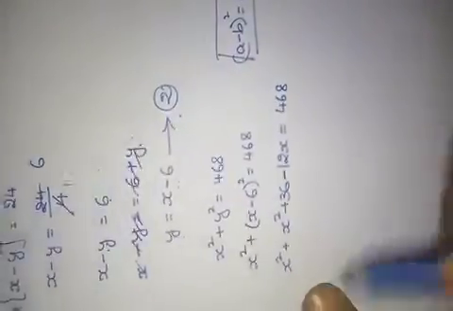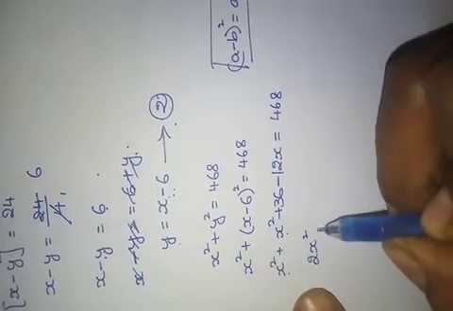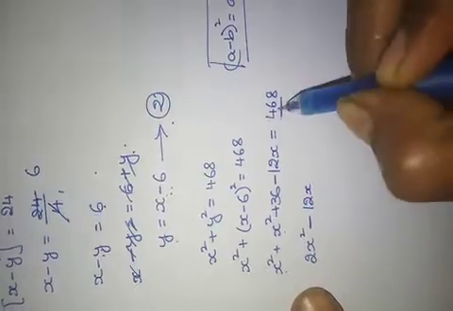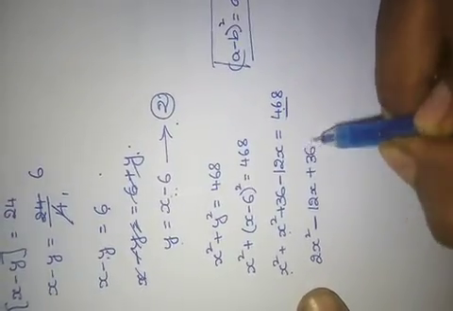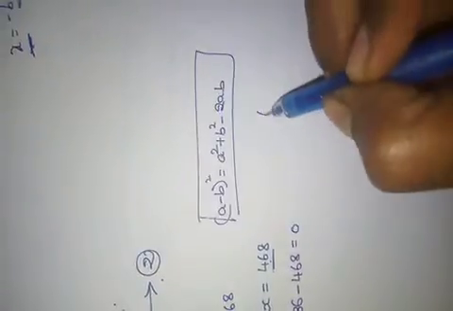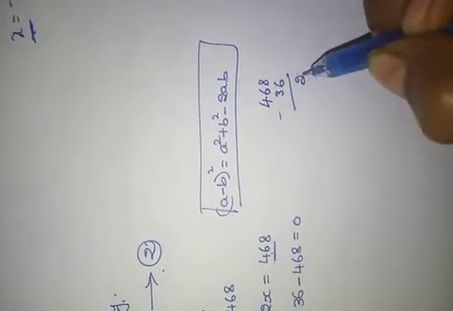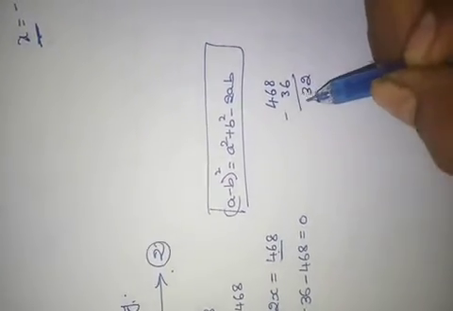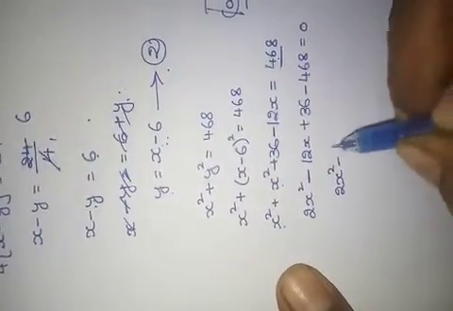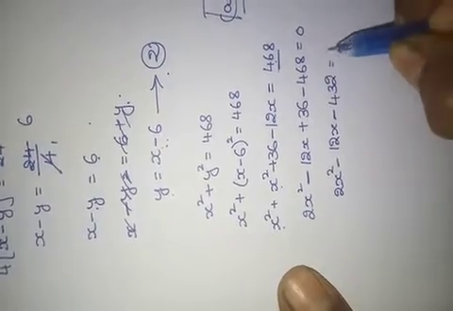Send this to this side. x square plus x square, 2x square. Send here minus 12x. Send this to this side. Plus 36 minus 468 equals to 0. 468 minus 36 how much? 8 minus 6 is 2, 6 minus 3 is 3, 4. 432, no? 2x square minus 12x minus 432 equals to 0.